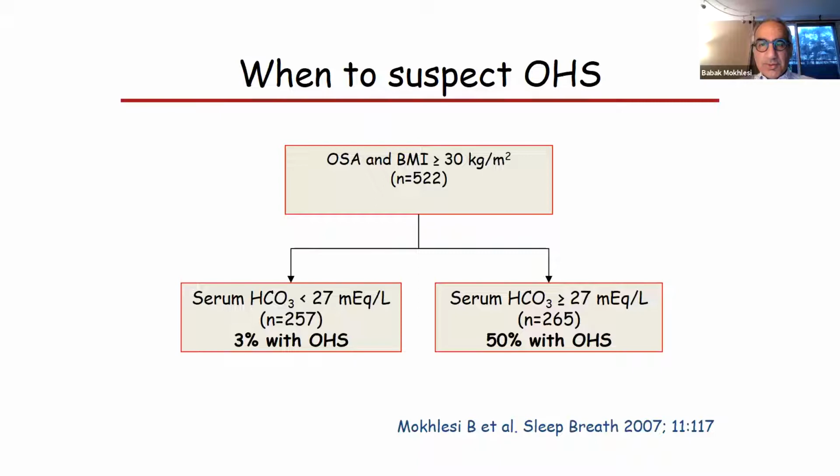But this is what I was alluding to a while back. We published this looking at people referred to us who were obese and had OSA. And what we noticed is that if the serum bicarb was below 27, the chance of true hypoventilation on blood gas was extremely low. So in other words, if the bicarb is normal, then the chance of OHS is almost none. If the bicarb is elevated, the chance of OHS is a coin toss. So a high bicarb doesn't rule it in, a low bicarb rules it out, so to speak.